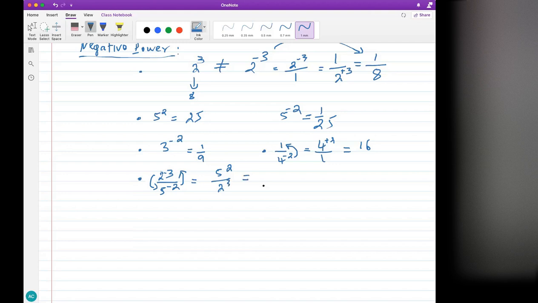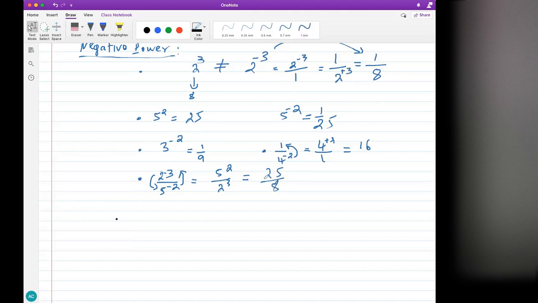Once you make the powers positive, you can simplify. 5 to the second is 25, and 2 to the third is 8. As simple as that, okay? So remember, when you see this in the homework, just make them positive. Just flip it. If there is no fraction, then you basically turn it into a fraction. That's right. If it's not a fraction, you can always put 1 and the number, it turns into a fraction.